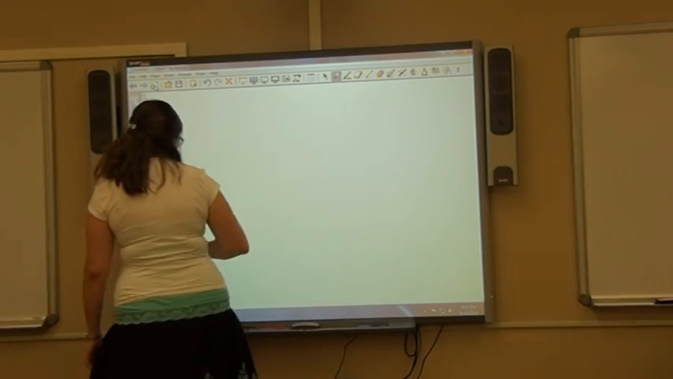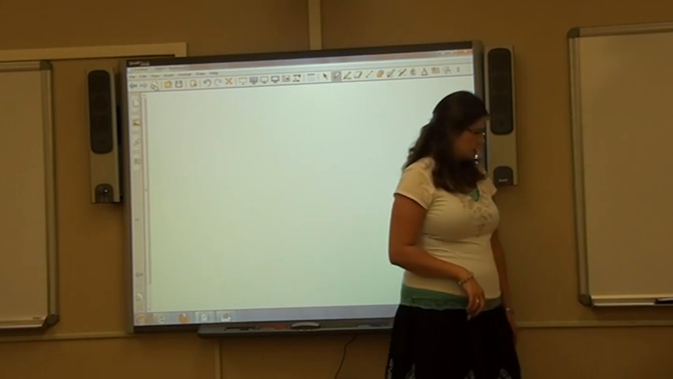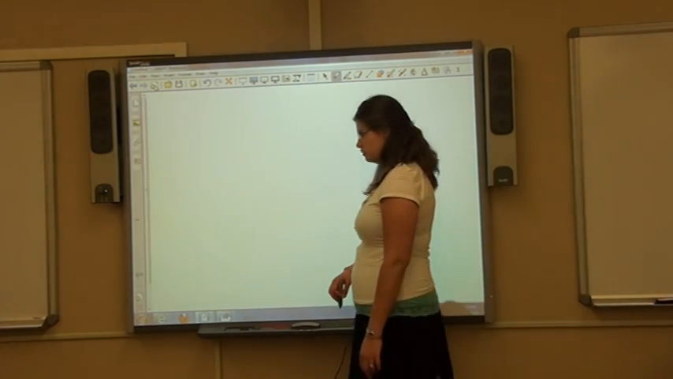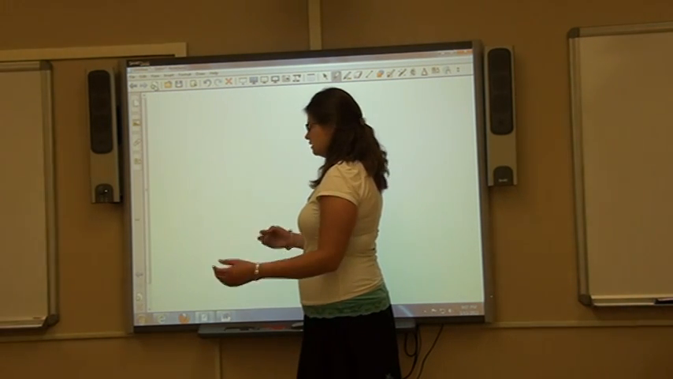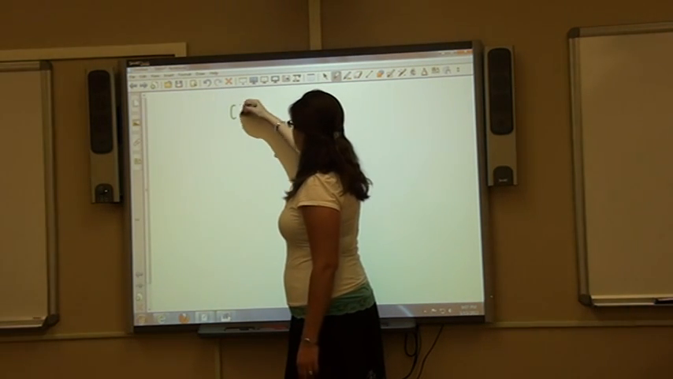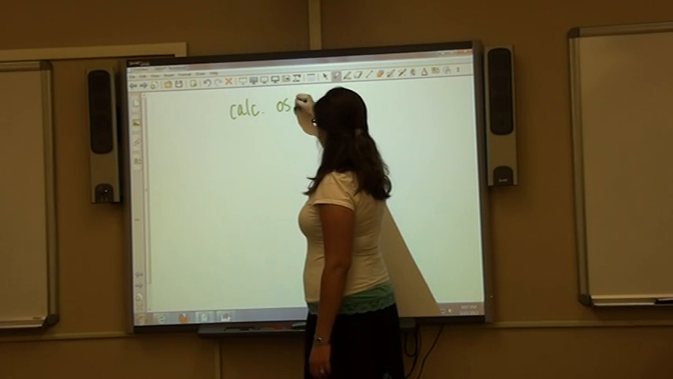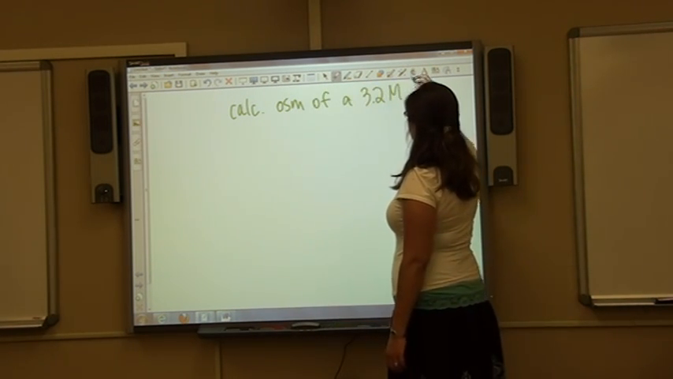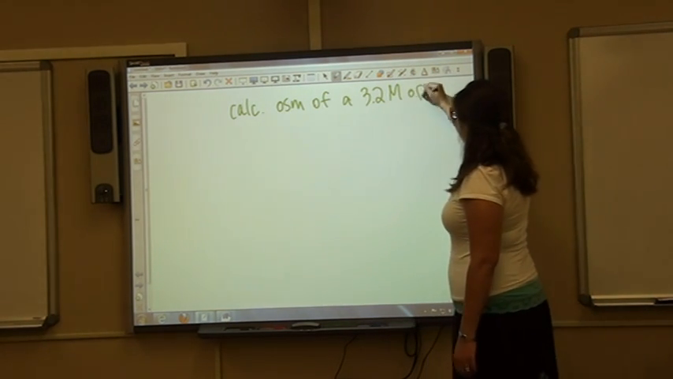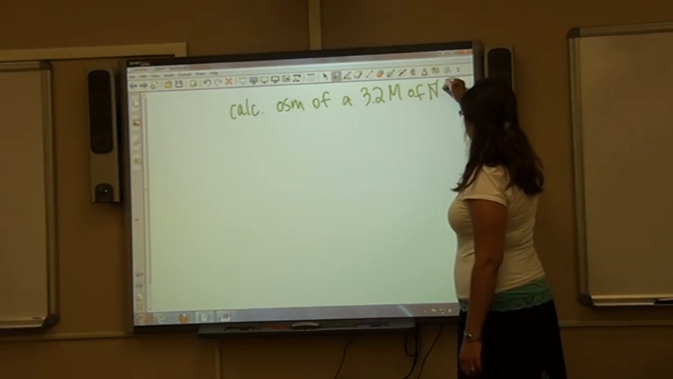And so on down the line. Let's do an example of this from your homework. I can't think of anything off the top of my head. We'll just do a quick example. Calculate the osmolarity of a 3.2 molar solution of Na2SO4.